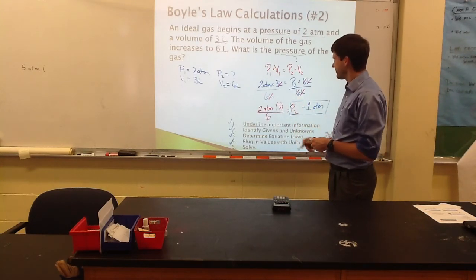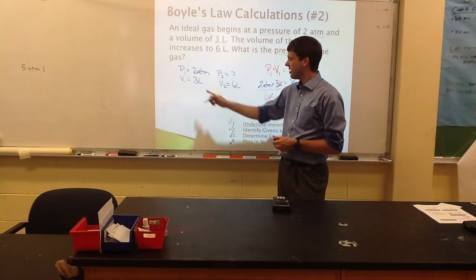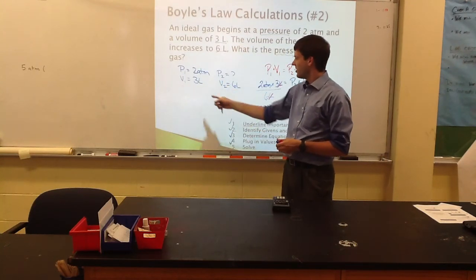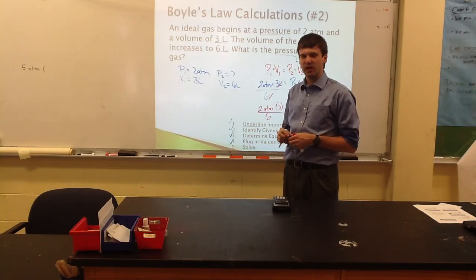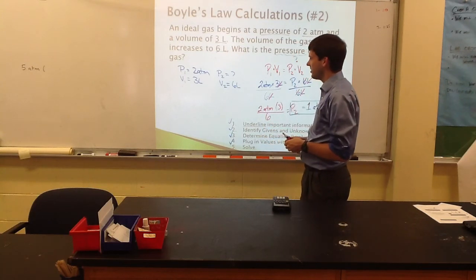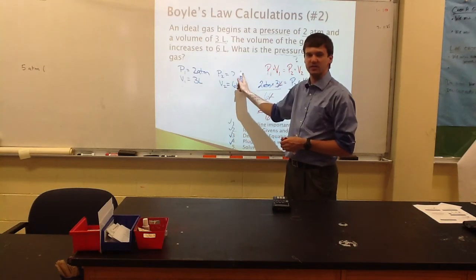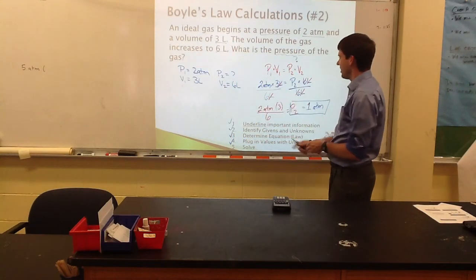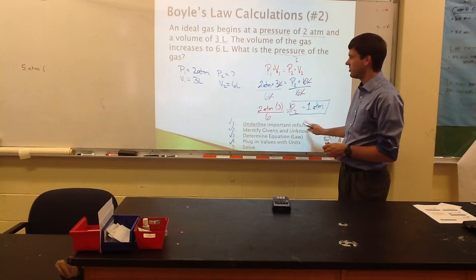Notice that we started with a pressure of 2 atmospheres and a volume of 3 liters. The volume increased. Recalling that Boyle's law is an indirect or inverse relationship, as volume increases, pressure should decrease. So as we see, as volume increased, the pressure decreased from 2 atm to 1 atm.